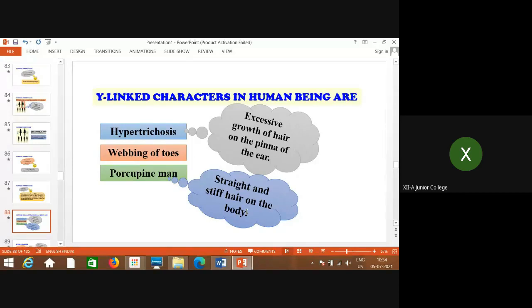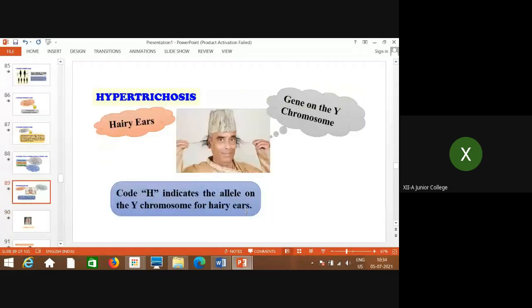Whereas porcupine man means straight and stiff hair are present on the body. So that is also only Y-linked inheritance, seen only in males. So we'll see the pictures. This is what you can see, the tuft of hair on the pinna of the ear in case of males only. And this indicates H, that is, Y chromosome on hairy ears. So this gene is present on the Y chromosome only.